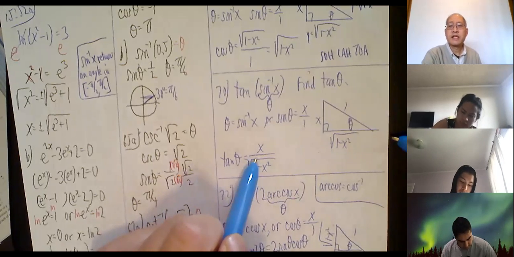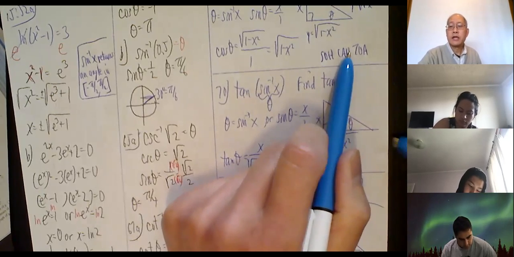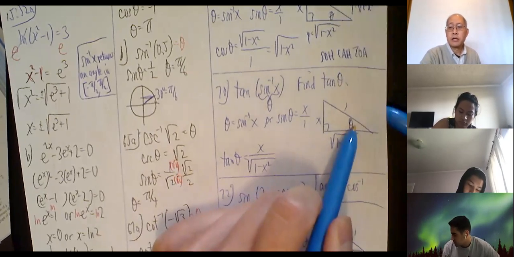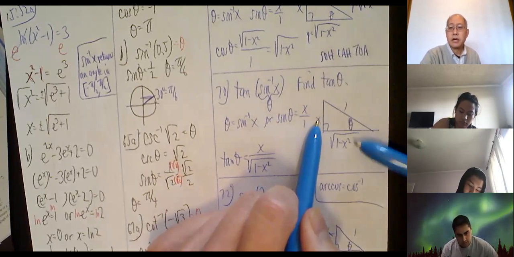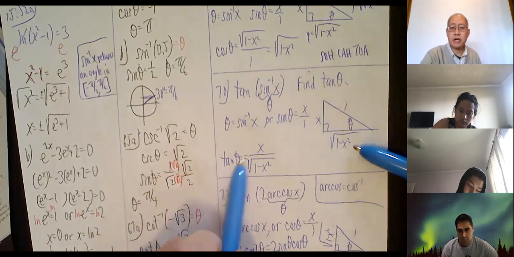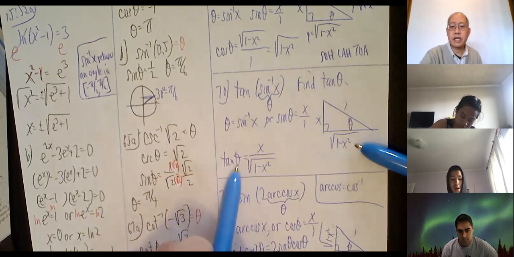Okay, this time I want tangent, TOA. What's TOA? Tangent is opposite over the adjacent, right? So opposite is x. The adjacent is radical 1 minus x squared. So there it is. Tangent of theta equals x divided by the square root of 1 minus x squared. So that's tangent of theta.